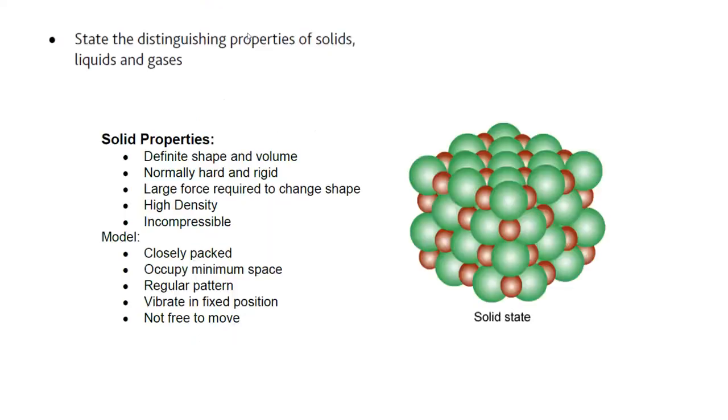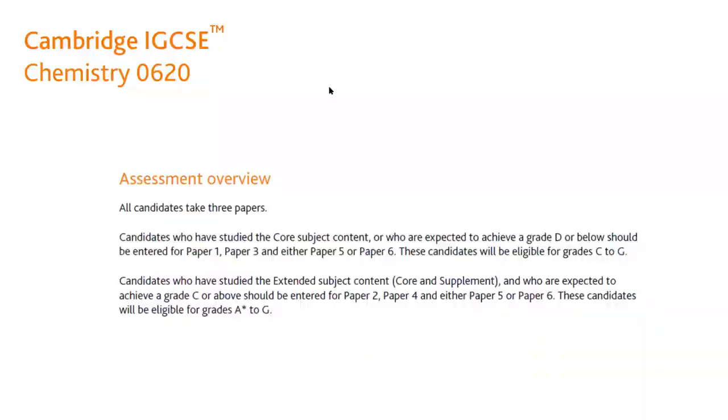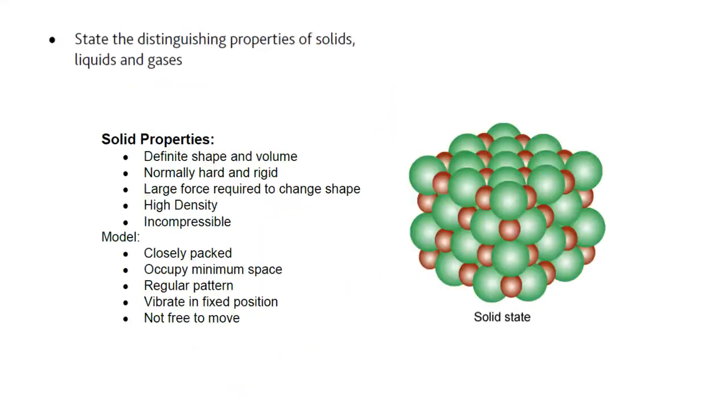So we'll start our first topic, which is about the particulate nature of matter. And in this particulate nature of matter, what you see here, the first thing: state the distinguishing properties of solids, liquids and gases. So these are the course objectives, what you should understand. You should be able to distinguish the properties of solids, the properties of liquids and the properties of gases.